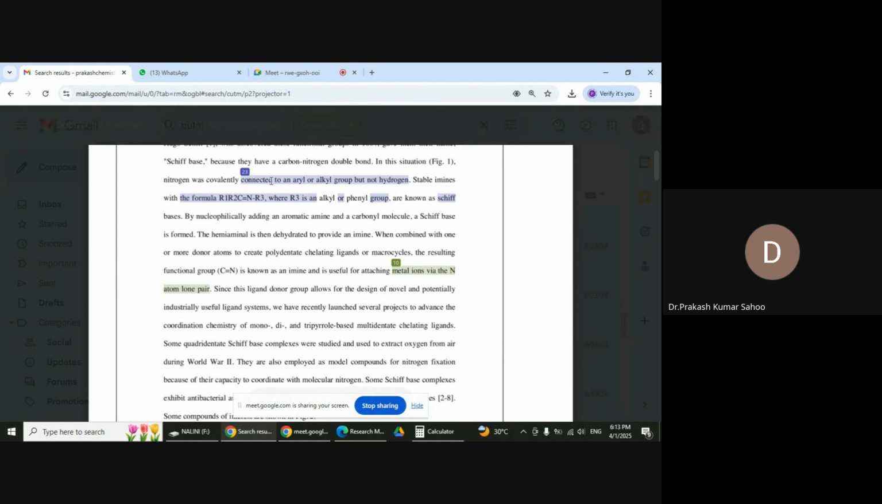Just here, "connected to an aryl or alkyl group but not hydrogen." This particular sequence of words was already published in some research article or review paper or book chapter, etc., and this creates a plagiarism line in my thesis. So like this, "or" is plagiarism. Just see here, "or group." So these are all plagiarism words now.